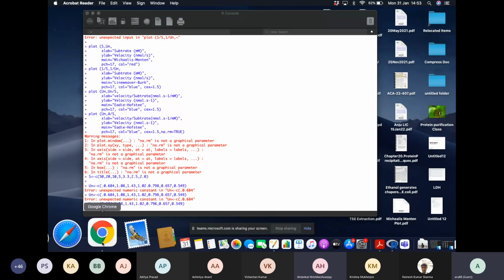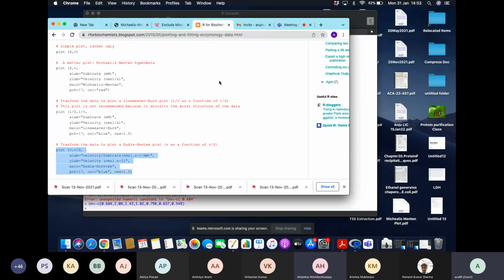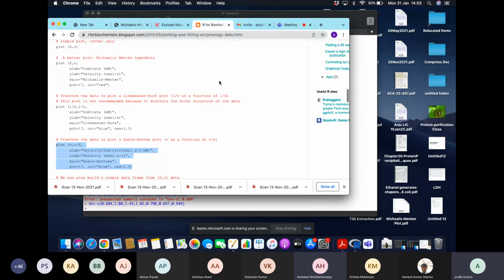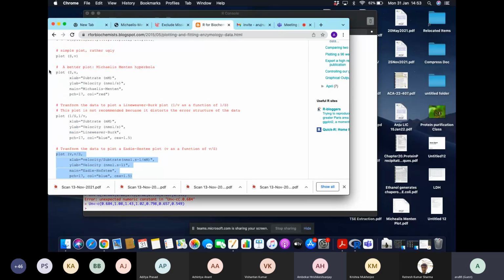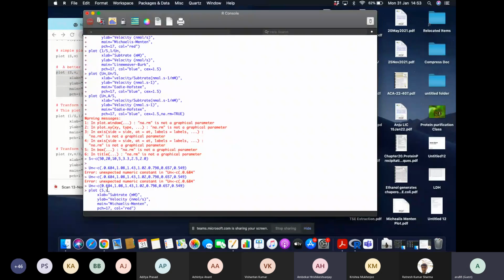If you are interested in doing R, there are plenty of blogs available, and they share programming code. You can just copy it and paste it. So now you can see we have used S as substrate and we have used un for the uninhibited. So this is V, and we change it to un. Right? Everybody following? Yes, sir.